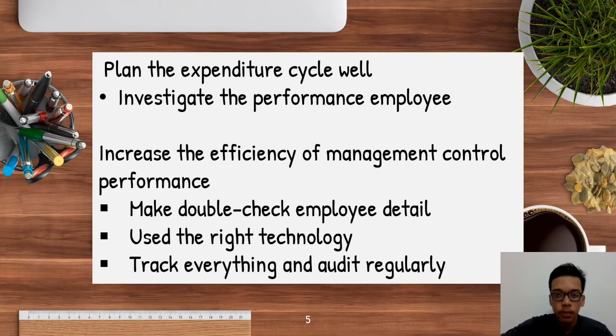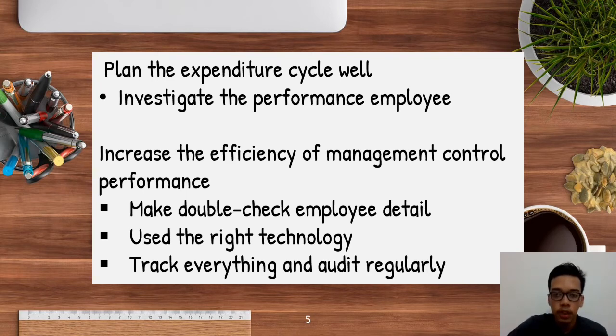The fourth is plan the expenditure cycle well. The manager should investigate the performing employees by hiring a spy. The spy hired can be trusted and already have more experience in the company. The spy can evaluate their own friends in order to know the performance of their friends in the office hours.